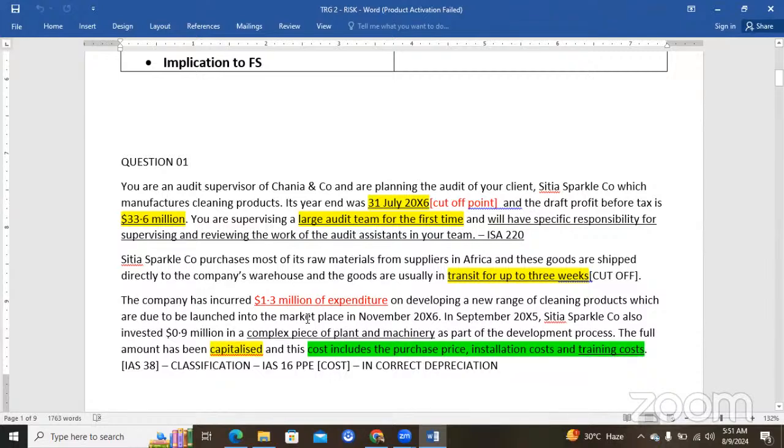And the 0.9 million property, plant and equipment, what they did was they included installation cost and training cost also. So as per IAS 16 property, plant and equipment, it's clearly said what sort of cost can be included within the cost of property, plant and equipment. The training cost and all, you cannot recognize, right? So by that, your asset is overstated. That is the problem here.